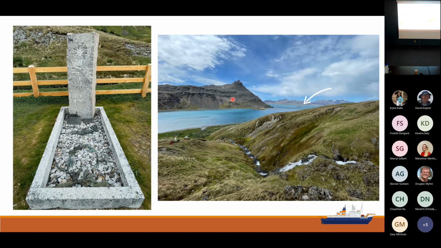Of course, we completed the visit with the pilgrimage that every scientist must do when visiting South Georgia. We took a hike to the gravesite of Sir Ernest Shackleton. And from up there, we got a really nice view. This little dot right over here is the Polarstern.